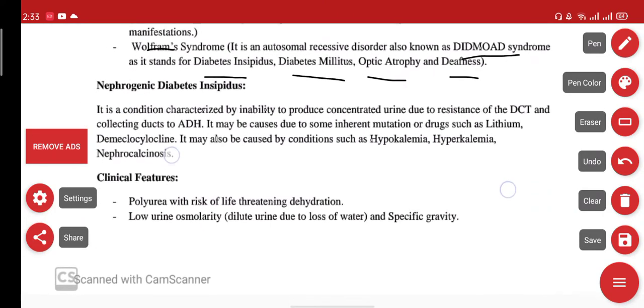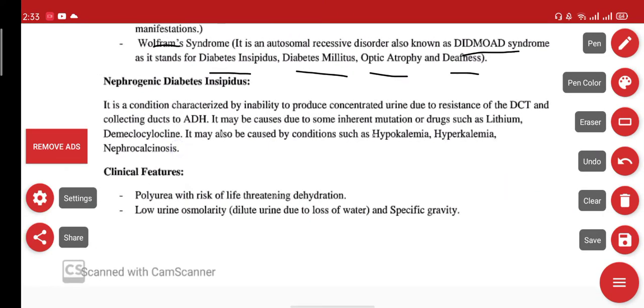Now let's come to nephrogenic diabetes insipidus. Nephrogenic diabetes insipidus is again a condition of inability to produce concentrated urine, and it is due to resistance of the distal convoluted tubule and the collecting duct to ADH. The central type was due to ADH deficiency, whereas nephrogenic diabetes insipidus is due to resistance of the distal convoluted tubule and the collecting duct to ADH.